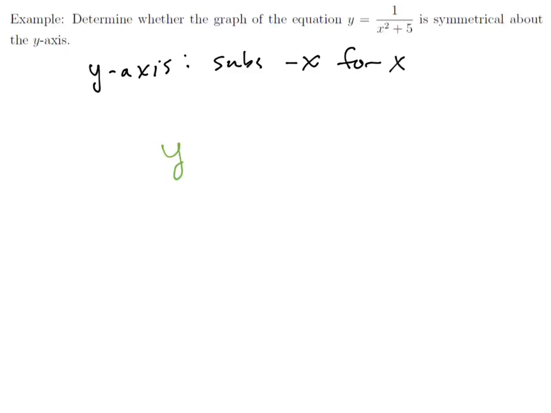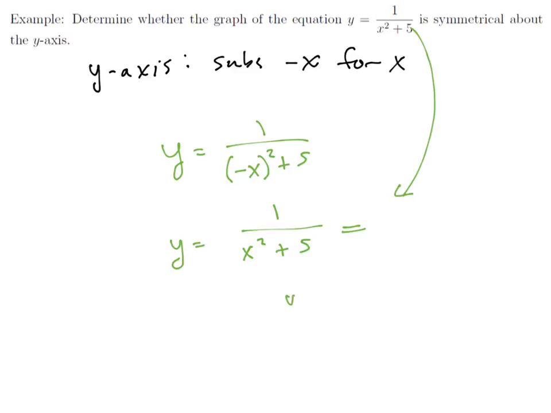So let's do that. y equals 1 over, in place of x, I'm going to substitute negative x squared plus 5. Well, y equals 1 over negative x times negative x is positive x squared plus 5. So that is equal to what we started with. So we would say yes, symmetry about the y-axis.